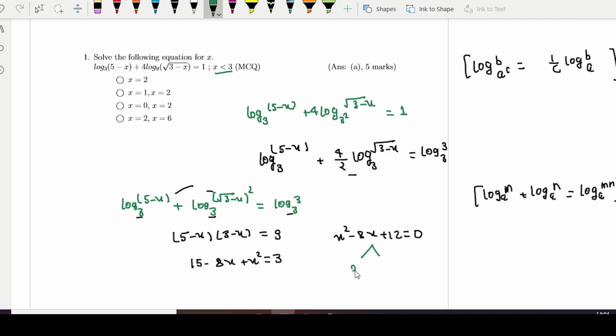So its roots are 2 and 6 respectively, but we have to keep in mind about its domain since x is less than 3. So all the values of x which are left of 3 will be counted, since 6 lies rightward of 3, so we will not take 6 in this particular case. So the correct answer will be x is equal to 2. So this is the correct one.